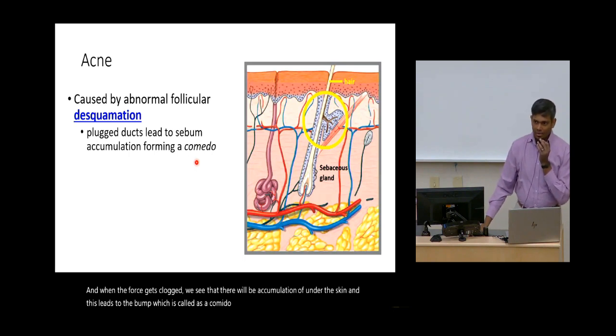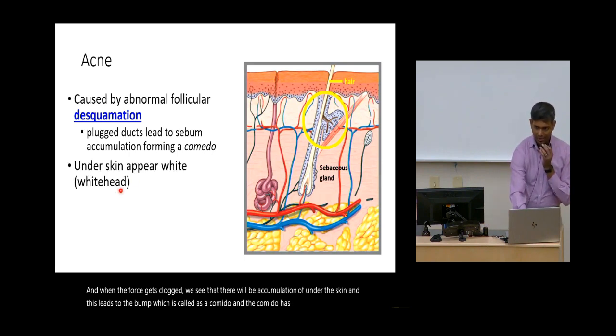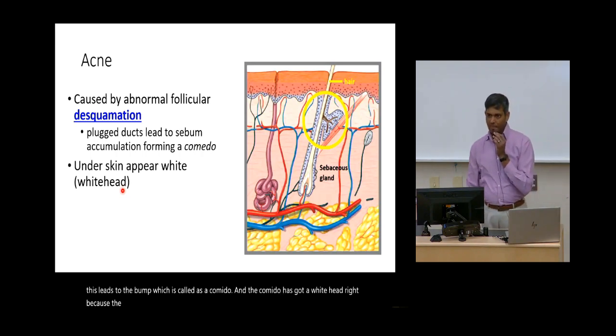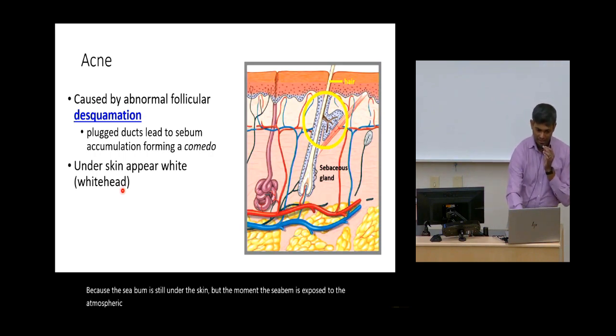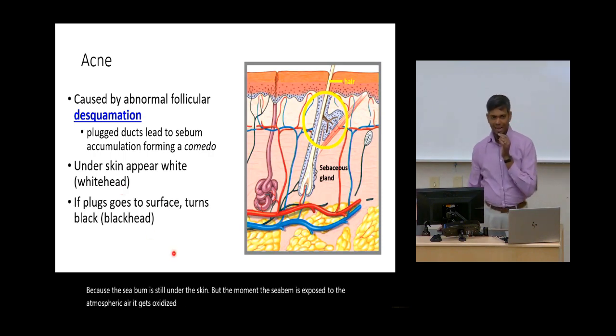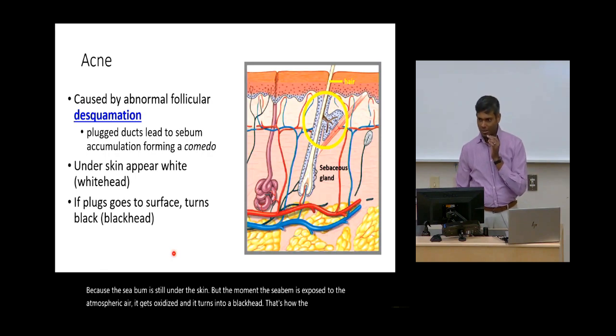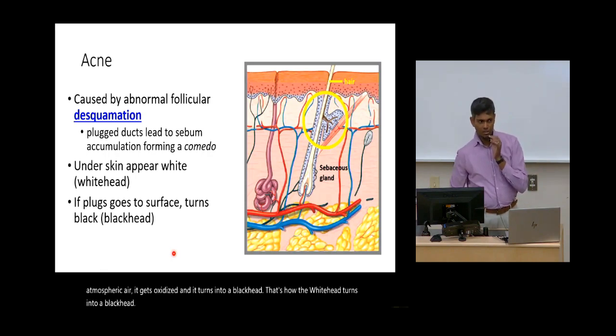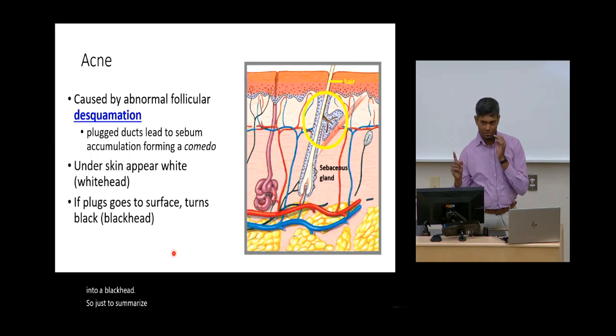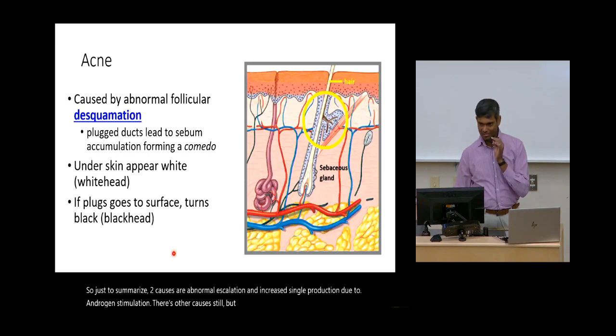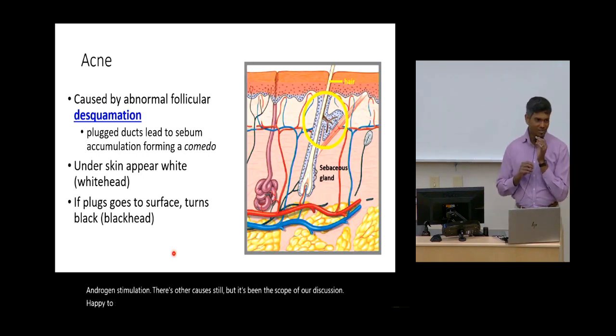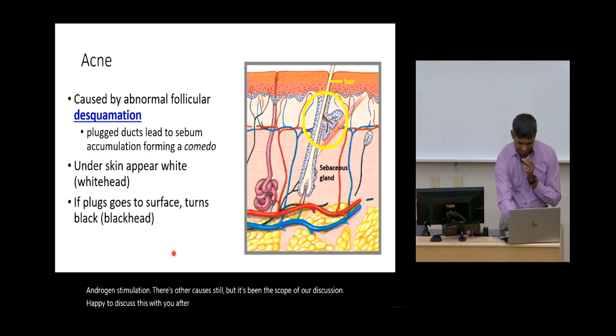And the comedo has a white head, right? Because the sebum is still under the skin, but the moment the sebum is exposed to the atmospheric air, it gets oxidized and it turns into a blackhead. That's how the white head turns into a blackhead. So just to summarize, two causes are abnormal desquamation and increased sebum production due to androgen stimulation. There's other causes too, but it's beyond the scope of our discussion. Happy to discuss this with you after class, right?